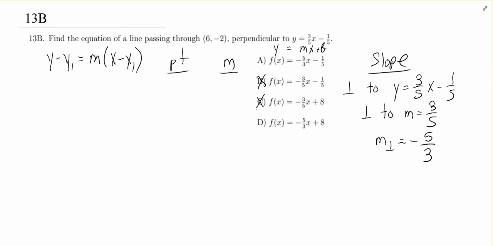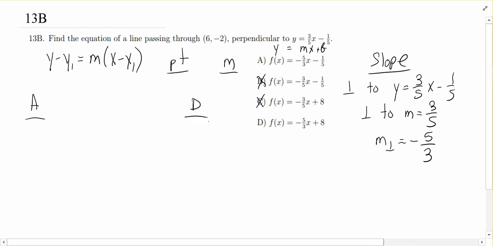So we could continue through with the problem by plugging this -5/3 in and plugging in 6, -2, and then do some manipulation to figure out which of those two remaining are the correct answer. Or the other option is we could take a look at those remaining answers and just say, which of those have 6, -2 on them? So I could either take A or D and plug in 6, -2.